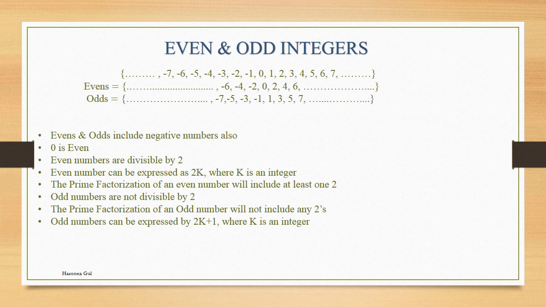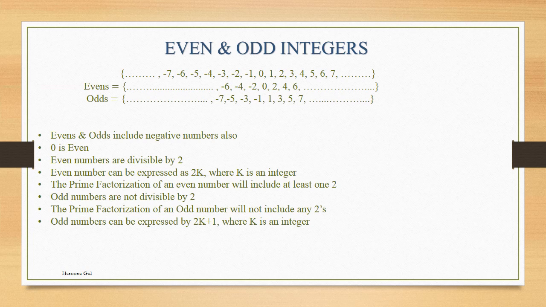Let us now discuss even and odd integers. Even integers are numbers that are divisible by 2, and odd integers are numbers that are not divisible by 2. Evens and odds include negative numbers also. 0 is even. Even numbers are divisible by 2, as we have already discussed before. An even number can be expressed as 2k, where k is an integer. That is, any integer that is multiplied by 2 will be an even integer.